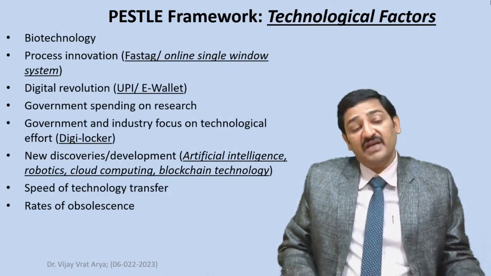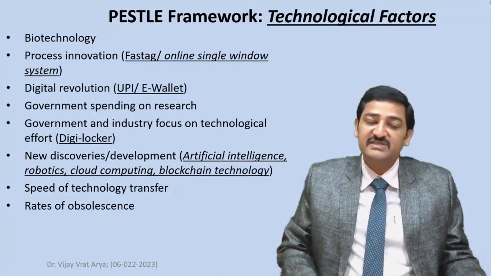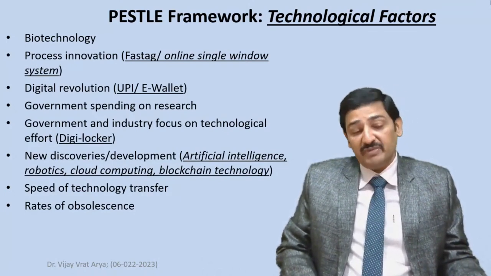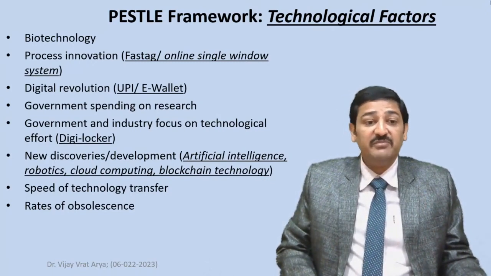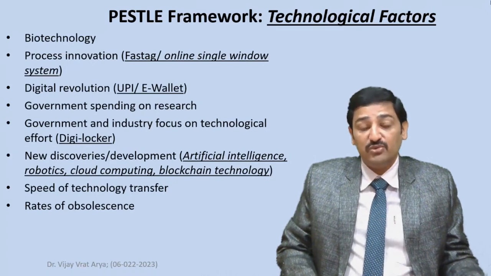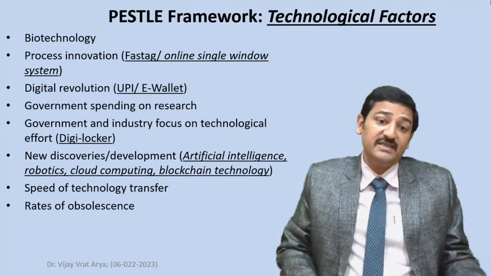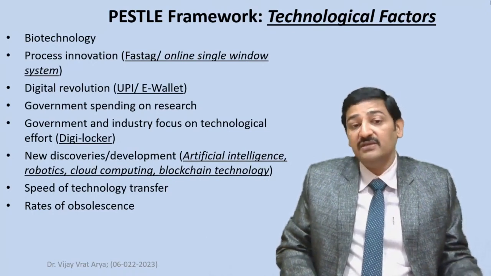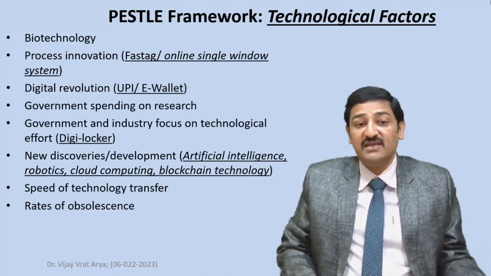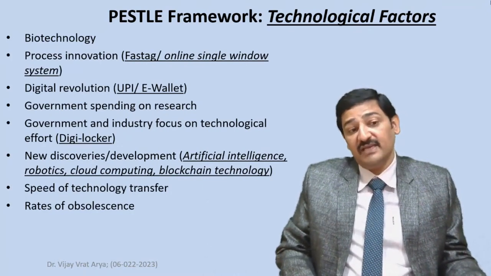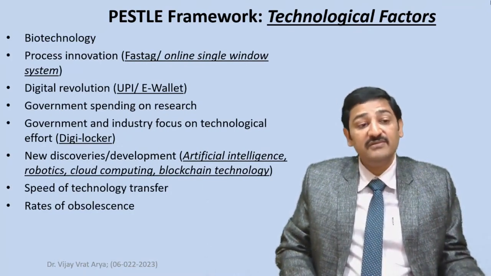Apart from that, the kind of digital revolution, we have seen the kind of UPI and e-wallets here in India as well. The government spending on research and development can also create a kind of facilitation. So, to what extent the government is providing research and development related spending, or what are the key aspects that they are referring to in R&D. The government and industry focus on technological efforts, like the digital locker we have seen.